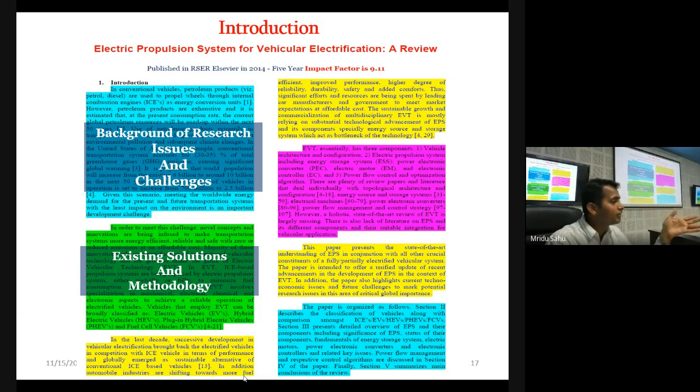So it is very important to establish that gap, that this review is needed. It is going to fill some gap which is there in the existing reviews. So it is very important to identify those gaps here, like the background of the research, issues and challenges, right? And then existing solution and methodology. So existing solution and methodology, review paper mein existing solution and methodology kya hota hai? You have to say in which way you are carrying out your review.